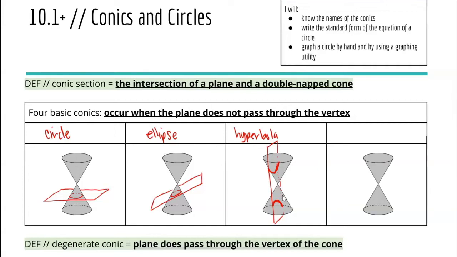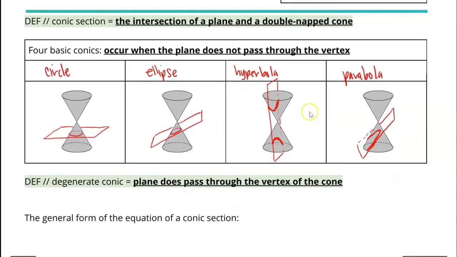And if we are kind of somewhere in between those last two, but the plane kind of comes off the edge, kind of like this, hopefully you can see what that's going to form is a parabola. Okay, so we're going to talk about circles in these notes today, and then the next subsequent three sections, we'll talk about these other three.